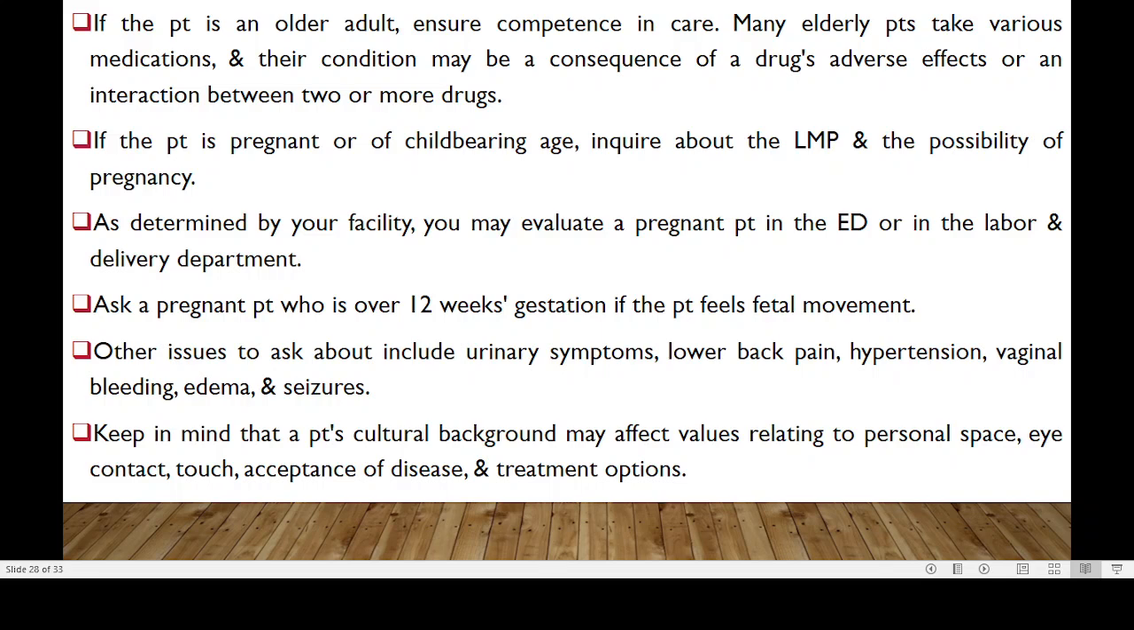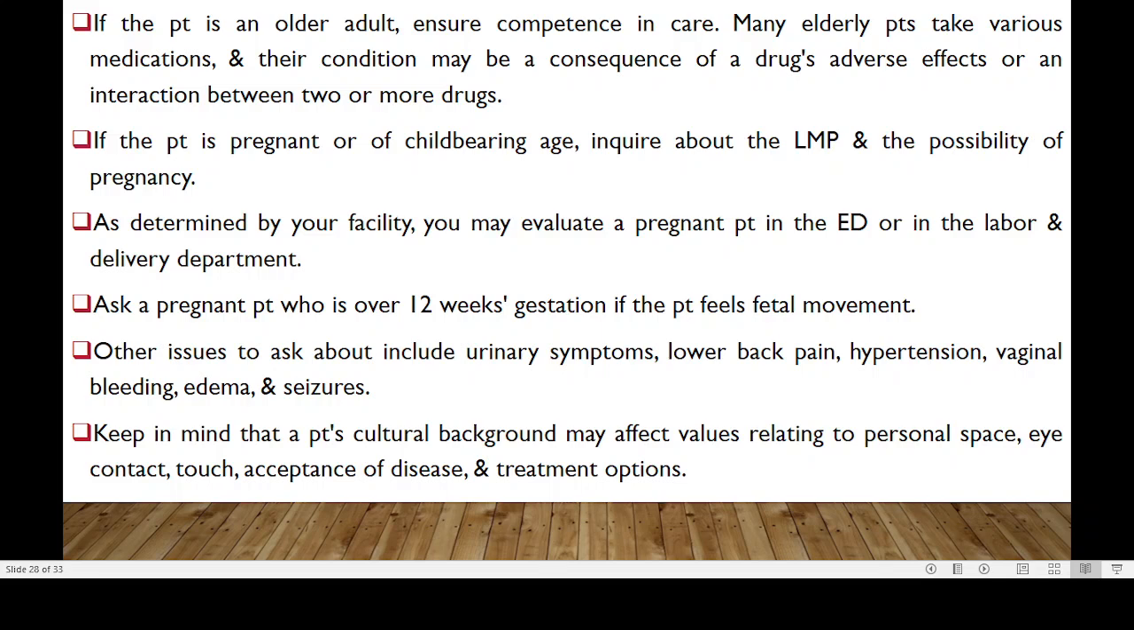If the patient is pregnant or of childbearing age, you inquire about the last menstrual period and the possibility of pregnancy. As determined by your facility, you may evaluate a pregnant patient in the emergency department or you take them to the labor and delivery department. You ask a pregnant patient who is over 12 weeks gestation if they are able to feel fetal movements, because we expect fetal movements from that time. Other issues to ask about include urinary symptoms, lower back pain, hypertension, vaginal bleeding, edema, seizures.